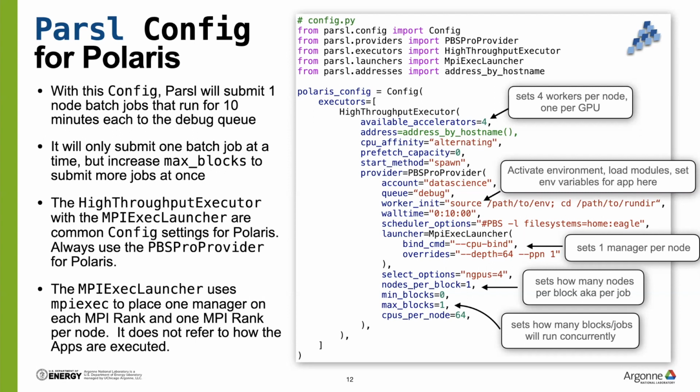You are here using what's called the MPI exec launcher, and it's important and related to that question. This does not refer to how Parcel runs your application. It refers to the method by which it distributes the managers to the nodes. This is a common misconception, but this setup of using the high throughput executor with the MPI exec launcher is a common and useful config to run on Polaris. This will put one manager on every node, and it will put one worker on every GPU.